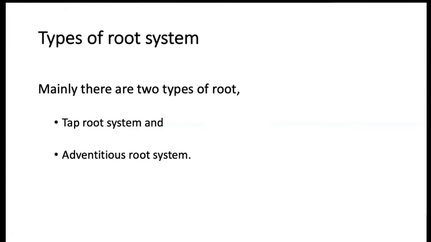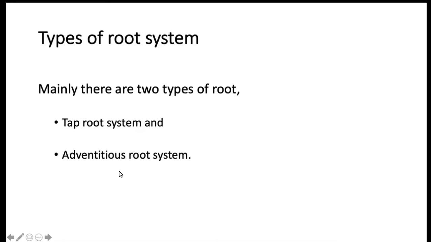So let's describe the types of root. Basically, there are two types of root. One is the taproot system and the other is the adventitious root system. Earlier I mentioned the radical. The radical is the part of the root which is formed during germination. The first root is called the radical. If the radical remains intact, is not damaged, and grows properly, the root that is formed from the radical is called taproot, and the whole system is called the taproot system.